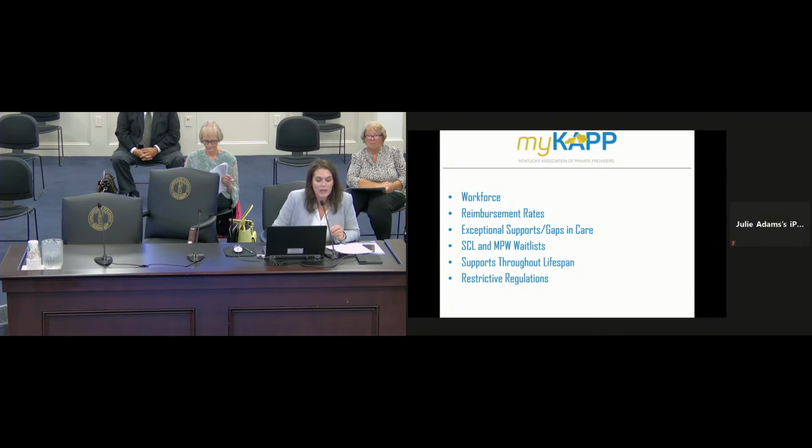Also, we just need to take a look at our regulations. As I said, these services are 100% regulation driven. And right now our regulations focus a lot on documentation, entering data, etc. And it takes a lot of time away from actually providing the care and making sure people are cared for. So anyway, we can take a look at that.